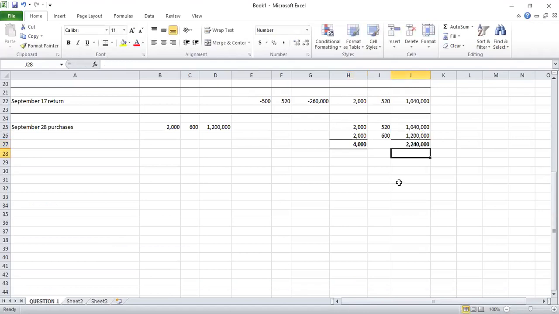So our closing inventory is 2,240,000. Any questions? All right, if they'd said periodic, you were not supposed to do that table.